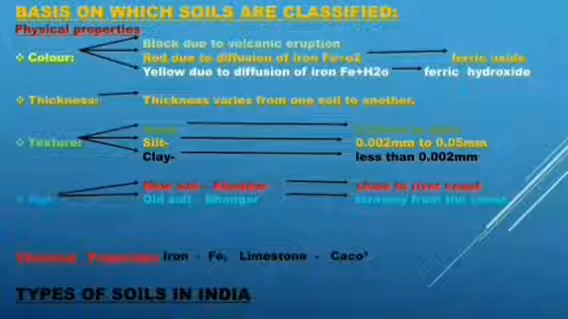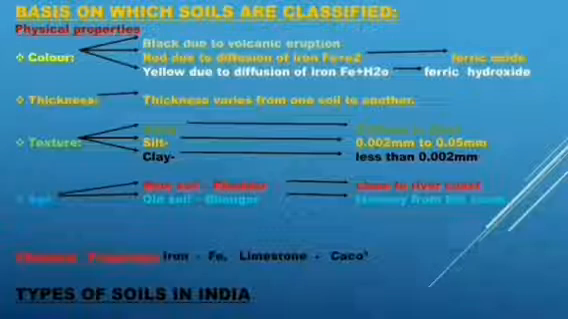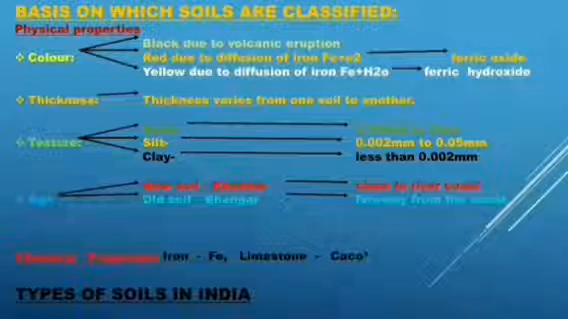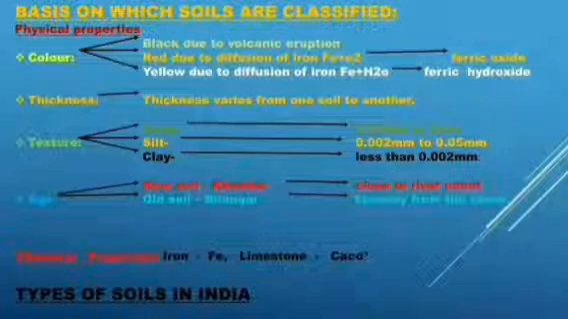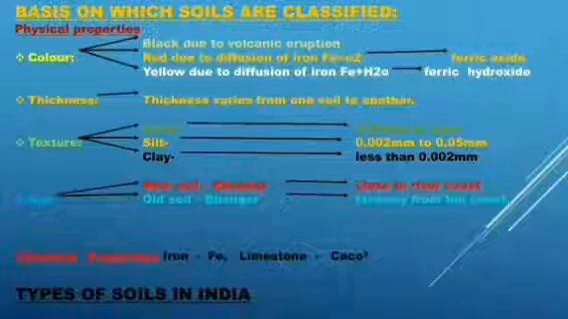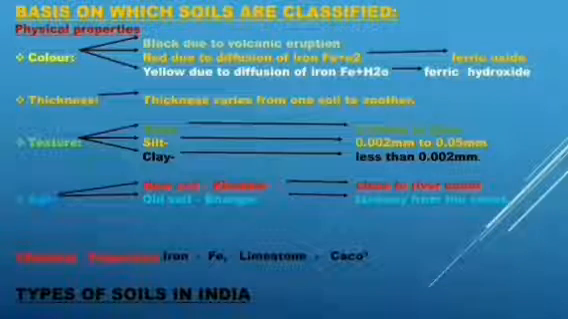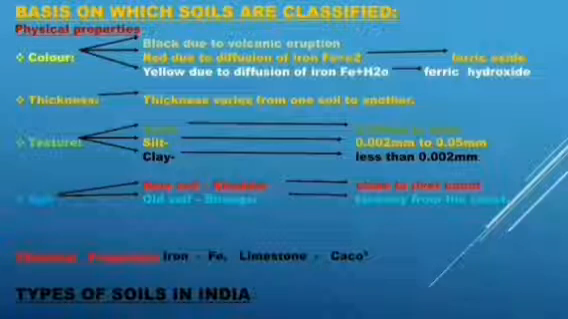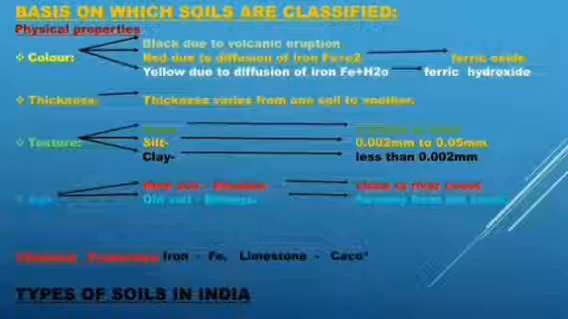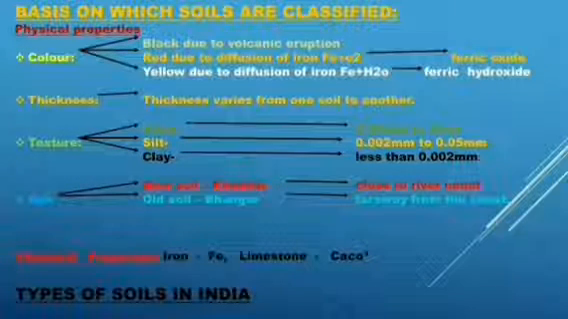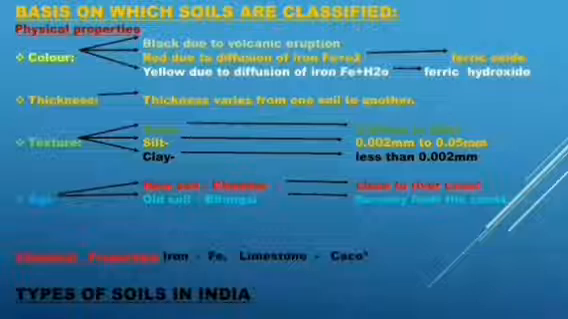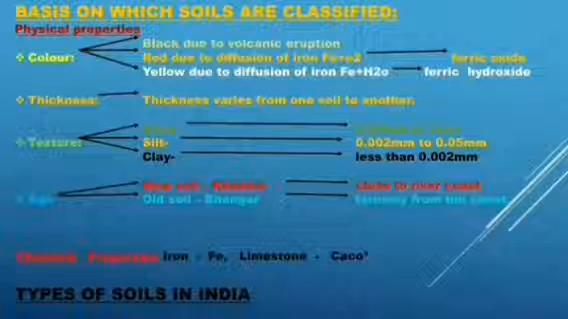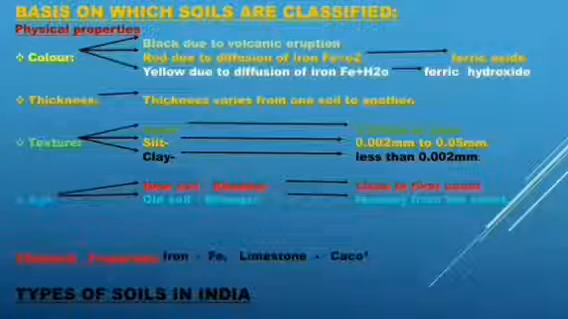On the basis of thickness, the thickness of these soils varies from one place to another place, from one soil to another soil. Particularly, black soils in India vary in thickness. Black soils which have less thickness develop cracks during the hot dry season. Some black soils are very deep. Such soils have a retaining capacity of moisture. We will discuss it in the black soil. Now, texture. Texture means particle size of a soil.